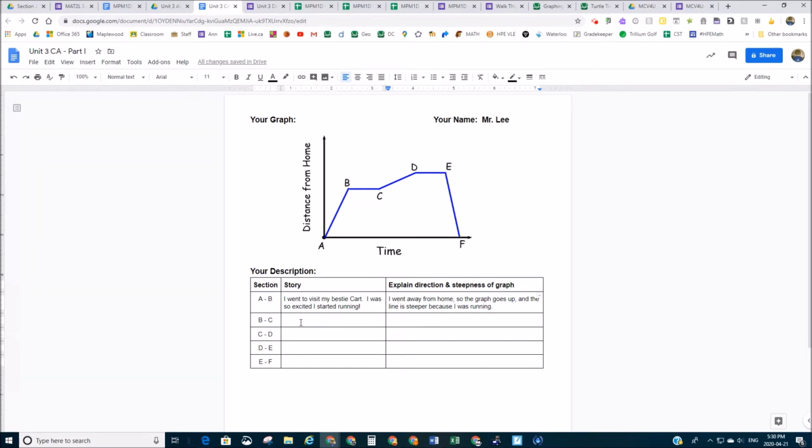Okay, and then you're going to do this for each section of the graph to describe a little story and describe the math. And this will be your first part of your culminating activity. When you're done, make sure you push the turn in button up here and you'll be finished part one. Good luck.